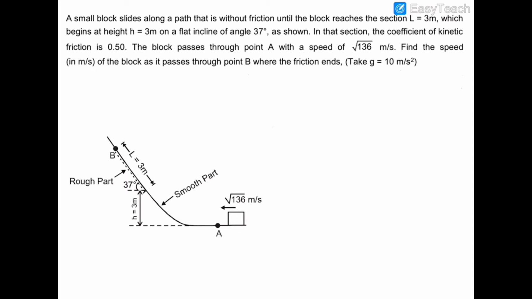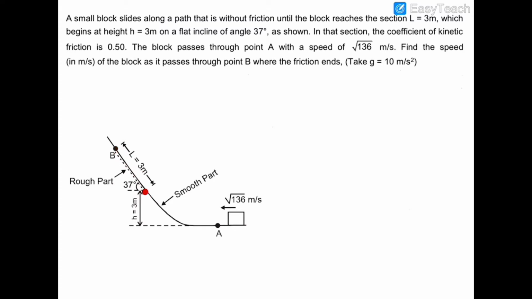In this question, there is a small block which is already moving with a velocity of root 136, as you can see. It is moving on a frictionless surface, with the initial velocity of root 136. It climbs up this inclined plane whose angle of inclination is 37 degrees, and friction is present between these points, this is A and this is B.